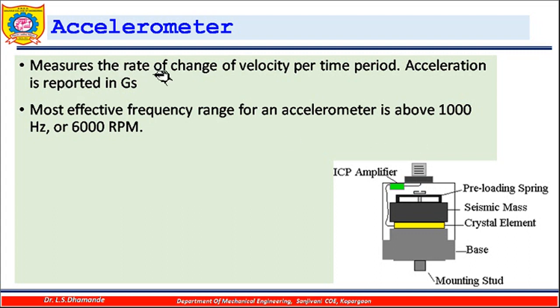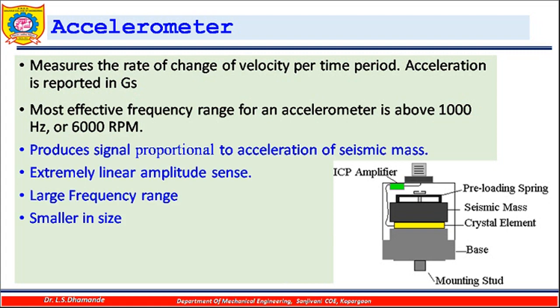It measures the rate of change of velocity per unit time. Okay, and therefore it is called acceleration. Generally acceleration is measured in G's, where G is nothing but 9.81 meters per second squared. The most effective frequency range for an accelerometer is above 10,000 Hz, meaning for very high RPM measurements it is generally preferred, for measurement of RPMs above 6,000.